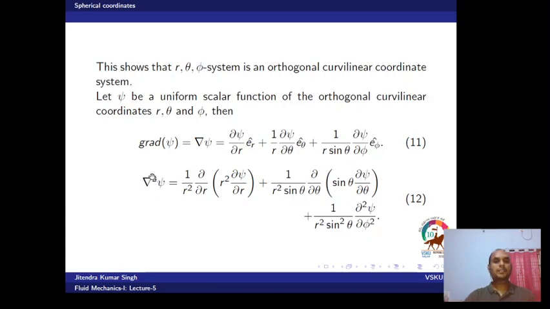Now the Laplacian operator. We already derived the Laplacian operator in the orthogonal curvilinear coordinate system in the previous lecture. So in that expression, we have to put h1, h2, h3 as 1, r and r sin theta, u1, u2, u3 as r, theta and phi, and e1, e2, e3 as e_r, e_theta and e_phi. So when we put these, we get equation 12, that is the Laplacian operator applied on the scalar function psi.